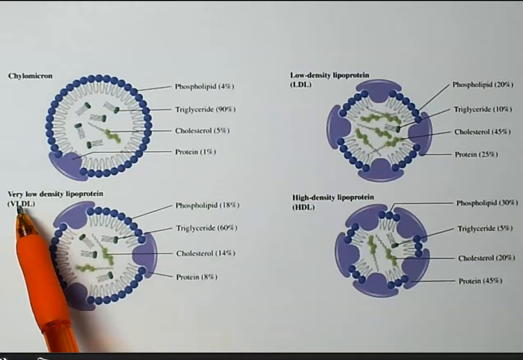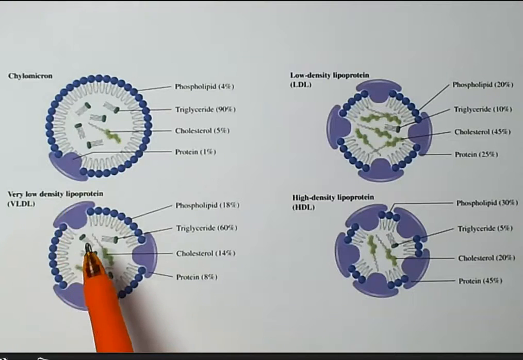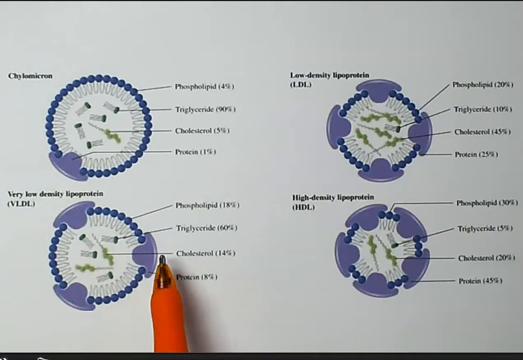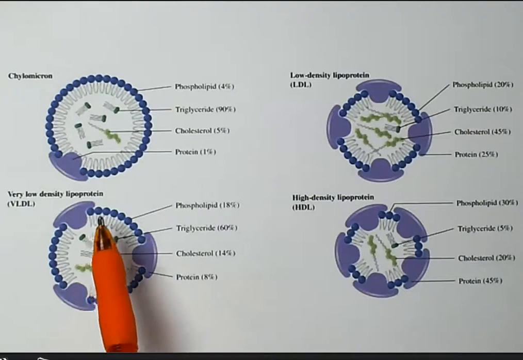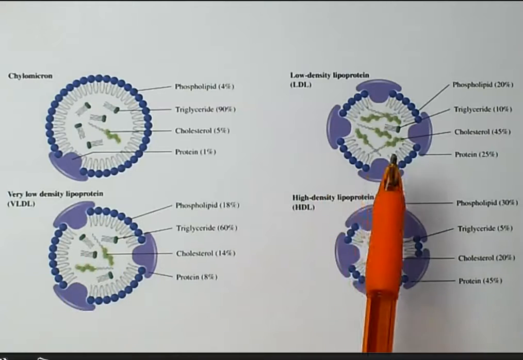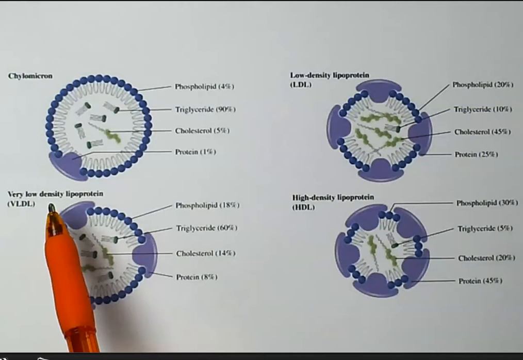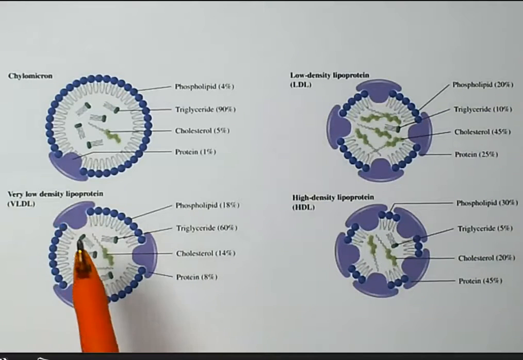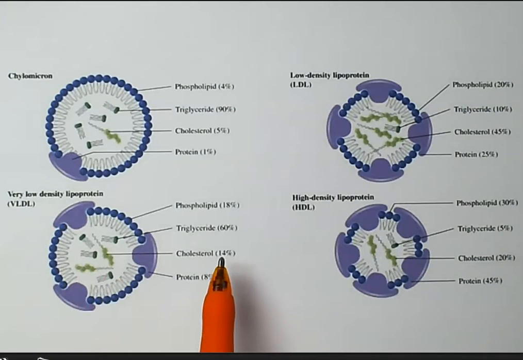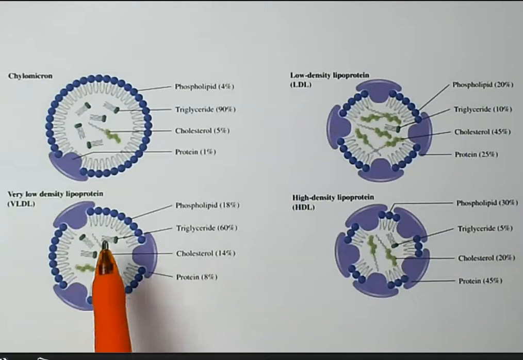Now, VLDLs, very low density lipoproteins, you'll notice to try to give you a visual here, they've drawn 3 protein molecules in it, 4 in the LDL, 5 in the HDL. So they are very low density. They're about the same density as water. They've got only 14% cholesterol, 60% triglyceride. They're still a pretty important triglyceride transport mechanism.